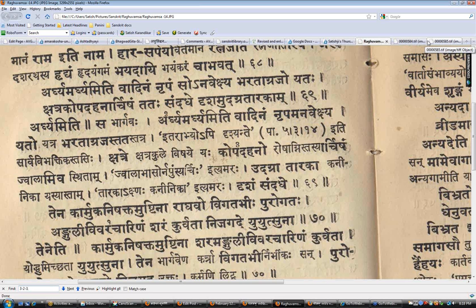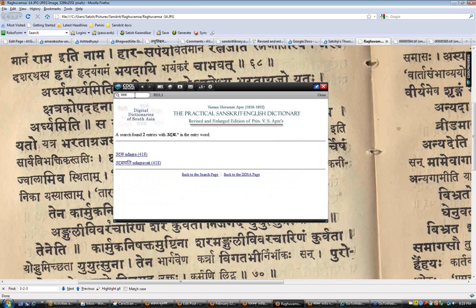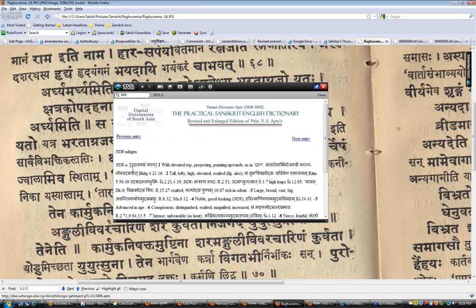Udagra means raised. Let's see, Apte, what's Udagra? Maybe it means raised eyeball. Udagra is Udgatam agram, which is also a Bahuvrihi: whose tip is raised. It says with the elevated top, projecting, pointing upwards. Udagra is an adjective: Udgatam agram yasya. Elevated top. Meaning number 8 is fierce, fearful.